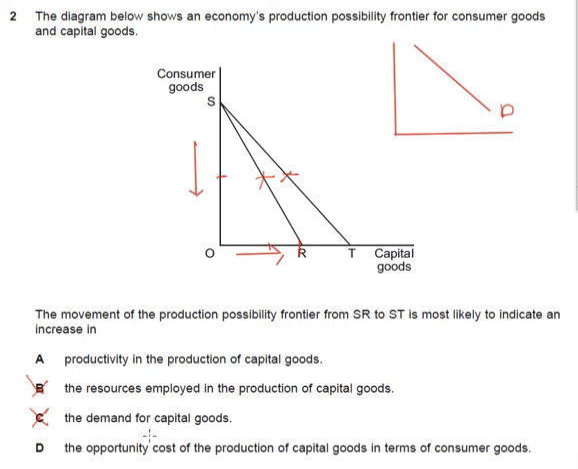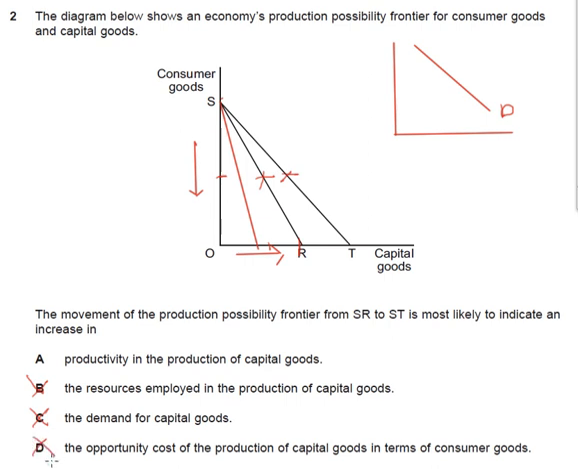Option D, the opportunity cost of the production of capital goods in terms of consumer goods has increased. Now if the opportunity cost of capital goods had increased relative to consumer goods, we would actually see a shift inwards. This is essentially saying that for every extra consumer good we produce, we're going to have to sacrifice even more capital goods. And this is not the case. So we can discount D. And that leaves us with A.